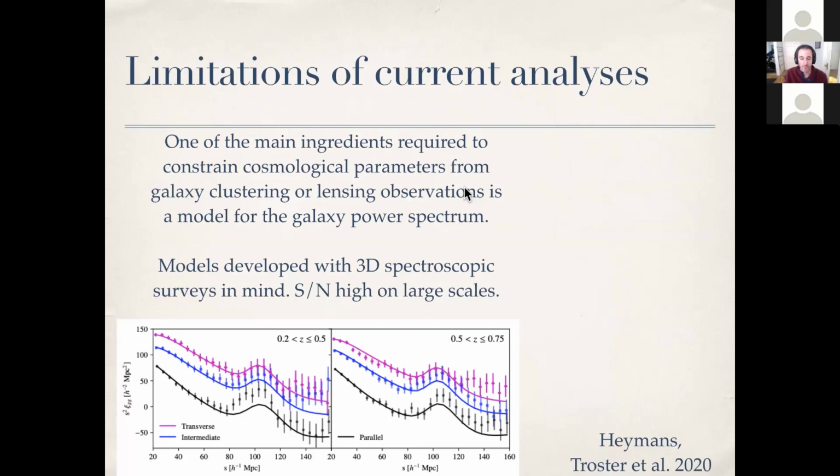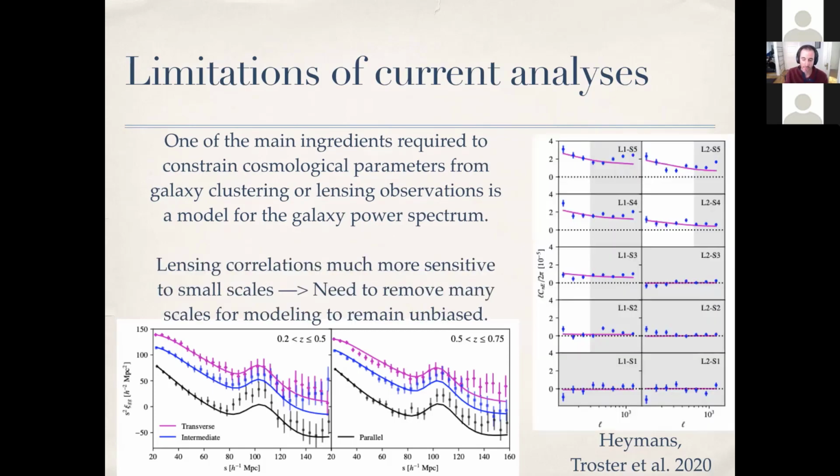And models for the galaxy power spectrum have been developed mostly with 3D spectroscopic surveys in mind. So we're measuring these galaxy correlations in 3-dimensional space. Because we're doing that, we have good signal to noise on fairly large scales. And so the models that have been developed for confronting these analyses have focused mostly on these large scales and break down very quickly on smaller scales.